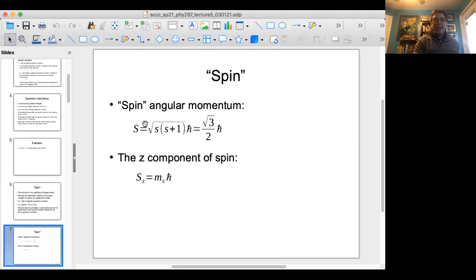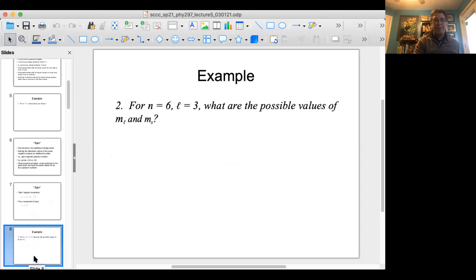So spin angular momentum, or capital S, is the square root of s times s plus 1 times, again, h bar. So that's equal to radical 3 over 2 times h bar. So that doesn't change. And the z component of spin is either plus 1/2 h bar or minus 1/2 h bar. So again, that's h over 4 pi or negative h over 4 pi.